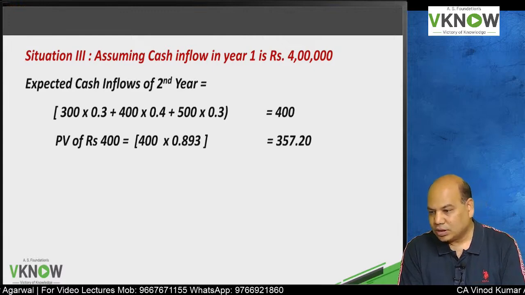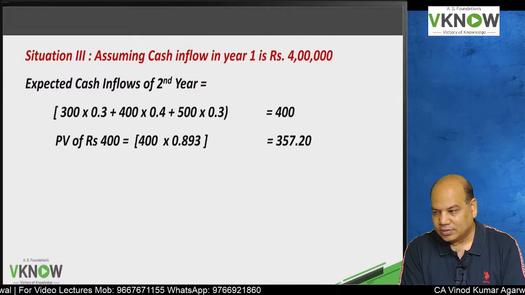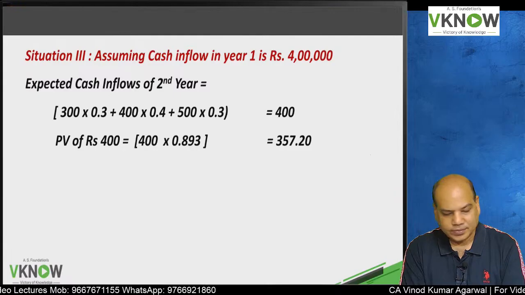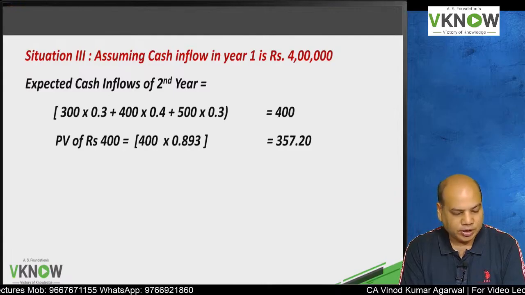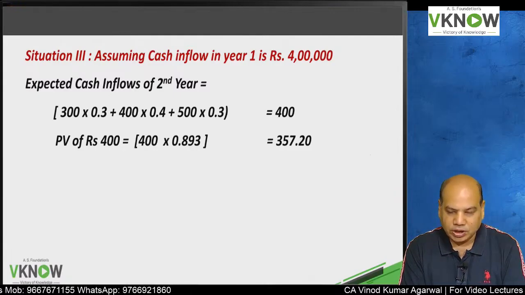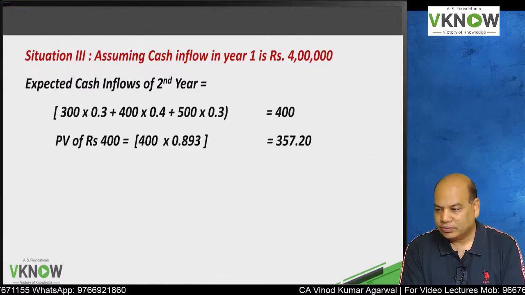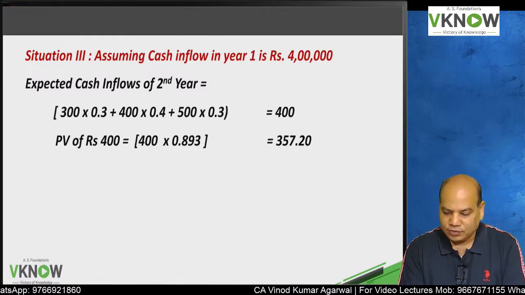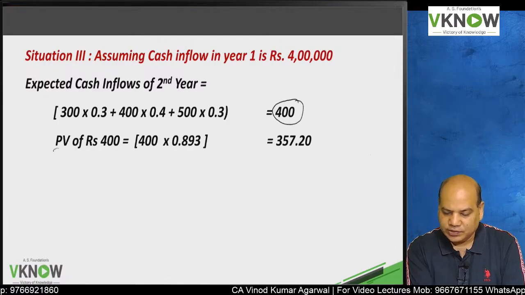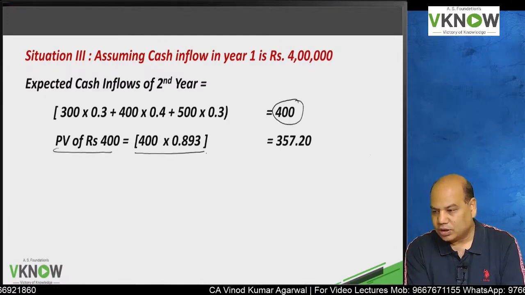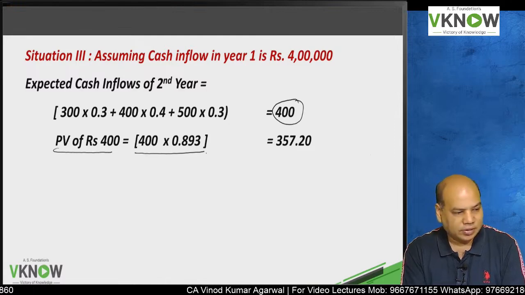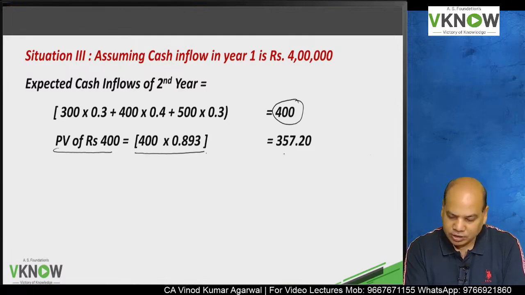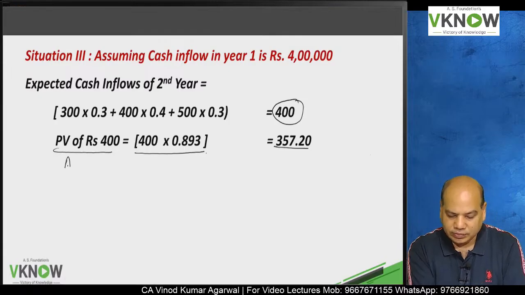Now write down expected cash inflow of the second year. 300 into 0.3 plus 400 into 0.4 plus 500 into 0.3 is equal to 400. Please check, is it 400? And then present value of 400 is equal to 400 into 0.893, and that is 357.20.